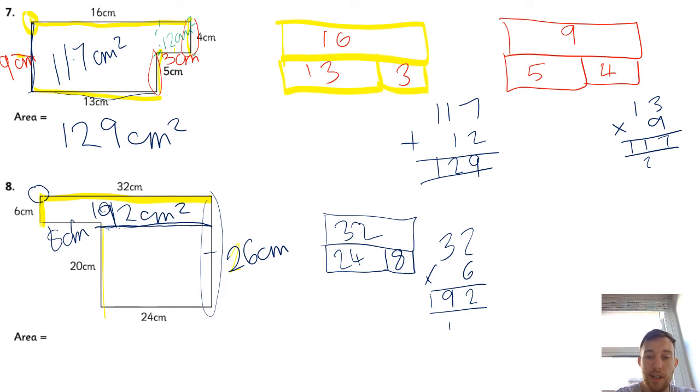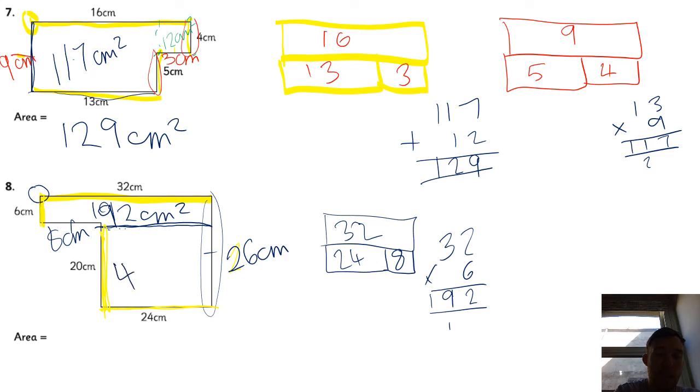Okay, now finding the length and the width of my second rectangle, I'm going to do 24 times 20. Because it's a multiple of 10, I don't really need to use a written calculation for this. I could probably do this one mentally. So I could do 24 times 2, which is 48, and then times that number by 10, which would be 480. So I know that the area of this part of the shape is 480 centimeters squared.